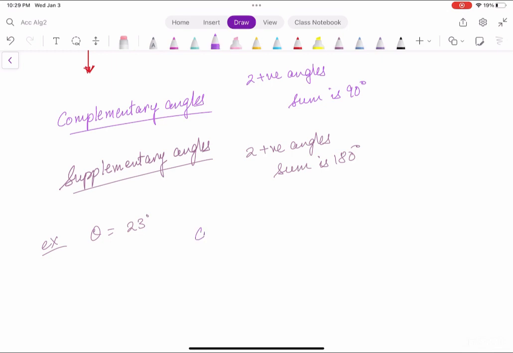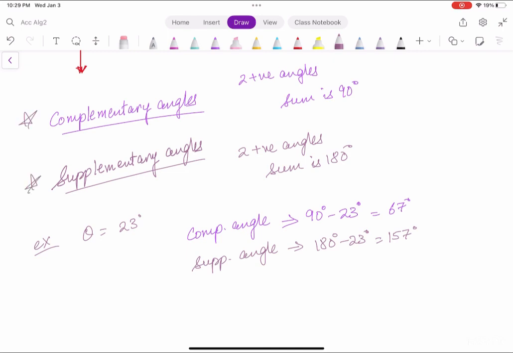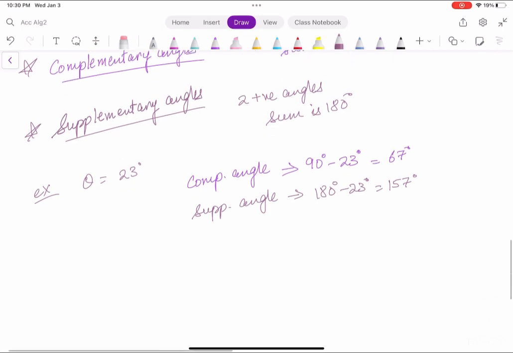So let's take an example. Now theta is 23 degrees. What will be the complement of 23 degrees? That means what should I add to 23 to get to 90? Or, on the other hand, what is 90 minus 23, which is nothing but 67 degrees. So 67 degrees is the complementary angle of 23 degrees. On the same note, for the supplementary angle, I need to add up to 180 degrees. So how much should I add to 23 degrees to get to 180? That is nothing but 157 degrees. So, complementary angles and supplementary angles.